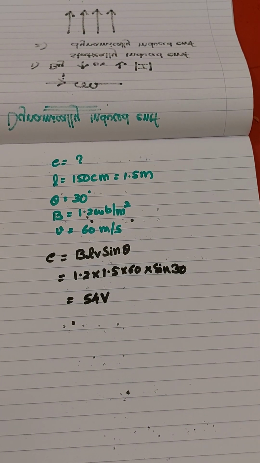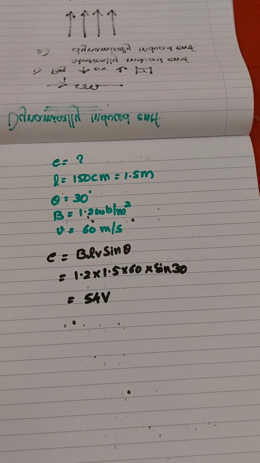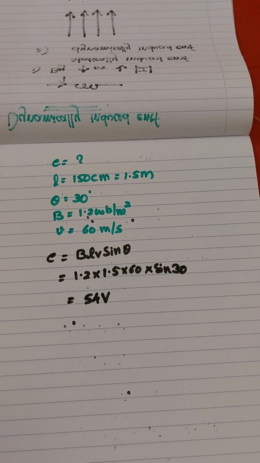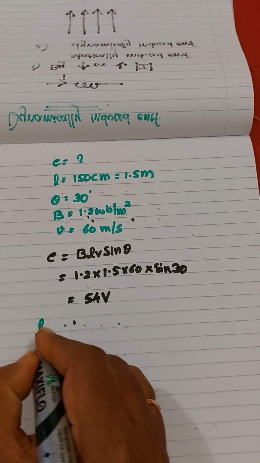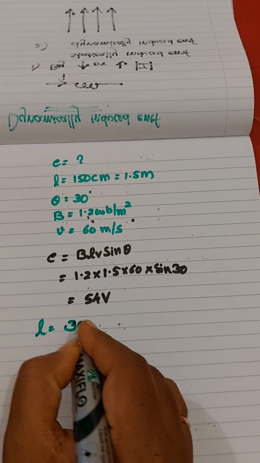Okay. So let us see another problem. A conductor of active length 30 centimeters. So length is 30 centimeters.